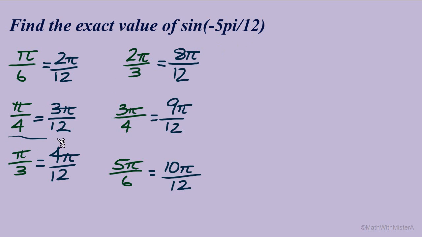I'm going to choose to use pi over 4 and 2 pi over 3. With both denominators equaling 12, we can see that subtracting would equal negative 5 pi over 12. So we can say that sine of negative 5 pi over 12 equals sine of pi over 4 minus 2 pi over 3.